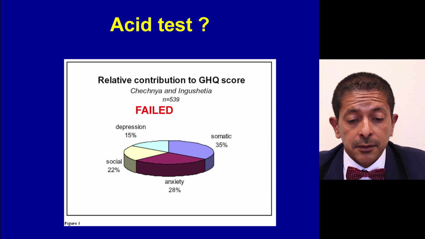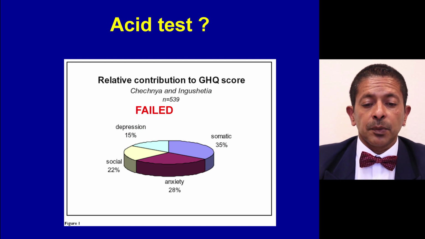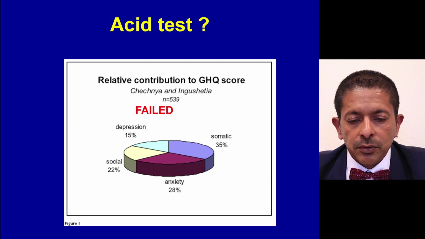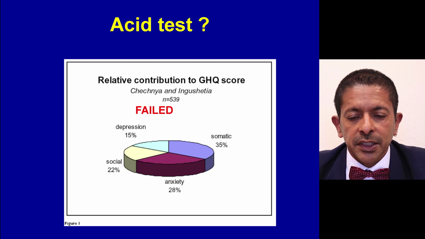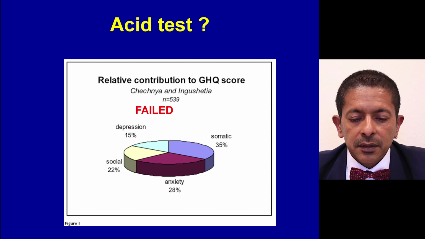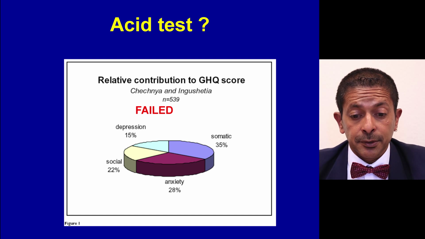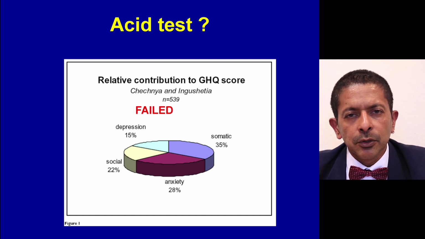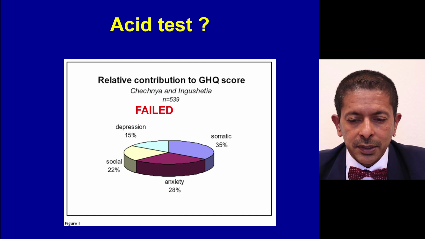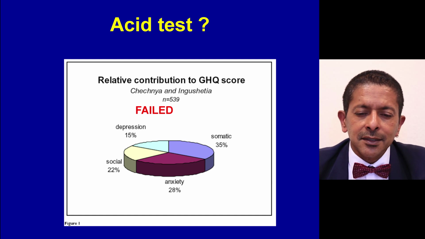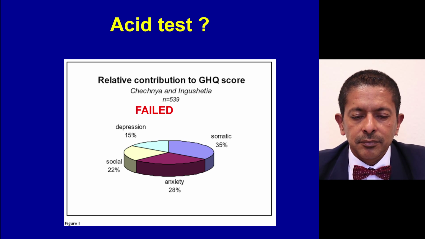Here's another figure that was also published in one of the journals, relative contribution to GHQ score. The figure per se is simple to understand, but nobody knows what GHQ score is. So the title is not standalone. So clearly this one also fails the acid test.